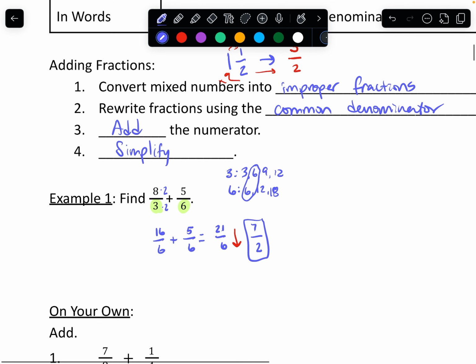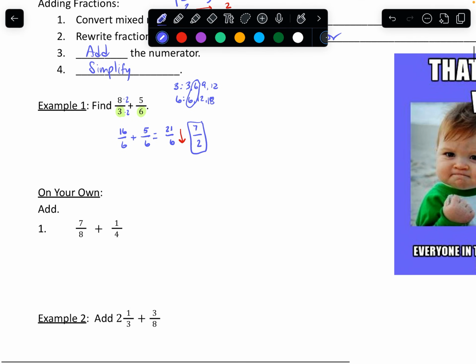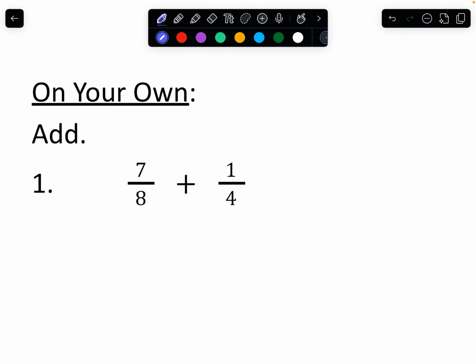So now that we've walked through one problem, remember, as always, feel free to pause and rewatch any portion of the video if I went too quickly or if you weren't able to copy it all down. This is a great time to check your notes and make sure you are actively taking notes as well. Afterwards, if you're ready to move on, feel free to do number 1 on your own.